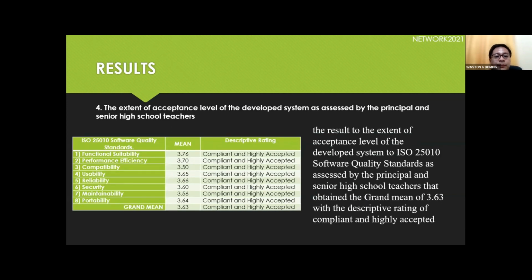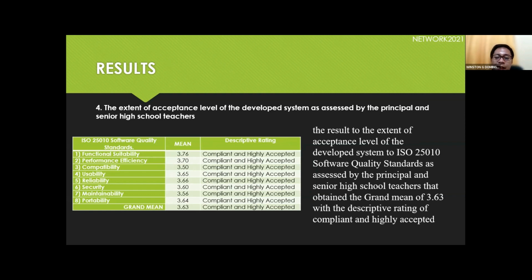Also, the system has been evaluated by the principal and senior high school teachers using also the 25010 software quality standards to determine the acceptance level of the system.